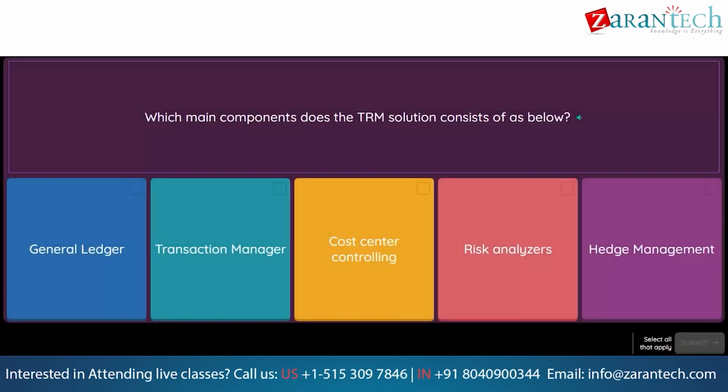Question, which main components does the TRM solution consists of as below? Option 1 General Ledger. Option 2 Transaction Manager. Option 3 Cost Center Controlling. Option 4 Risk Analyzer. Option 5 Hedge Management.